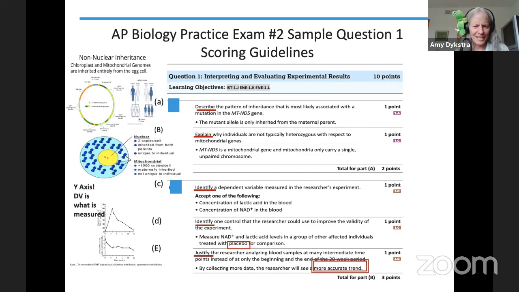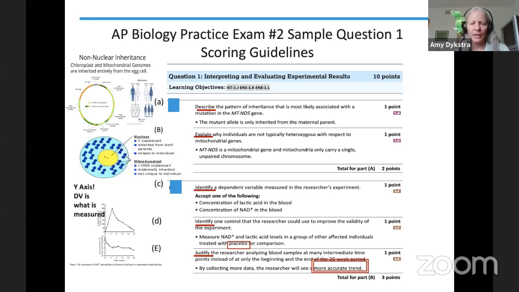Okay, letter D, again, is an identify. So we're just looking for one thing to identify. Identify one control that the researcher could use to improve the validity of the experiment. So an experiment should always have a control. The experiment that was described in our question, they just talked about measuring blood in one person. To really know how your results compare, you really need a control. And so the appropriate control is to measure NAD+ and lactic acid levels in a group of other affected individuals, so other people with the same mutated dehydrogenase gene, but these people would be treated with placebo.